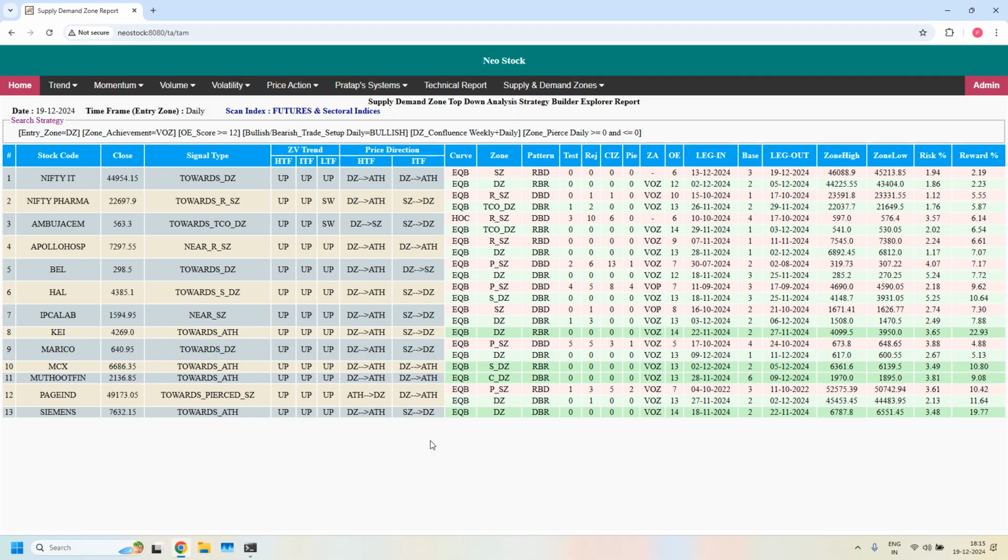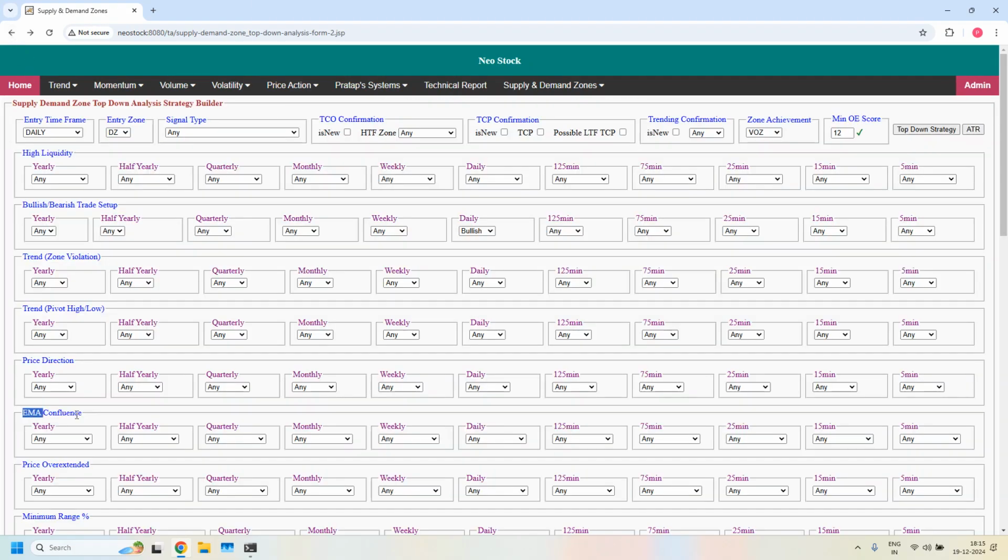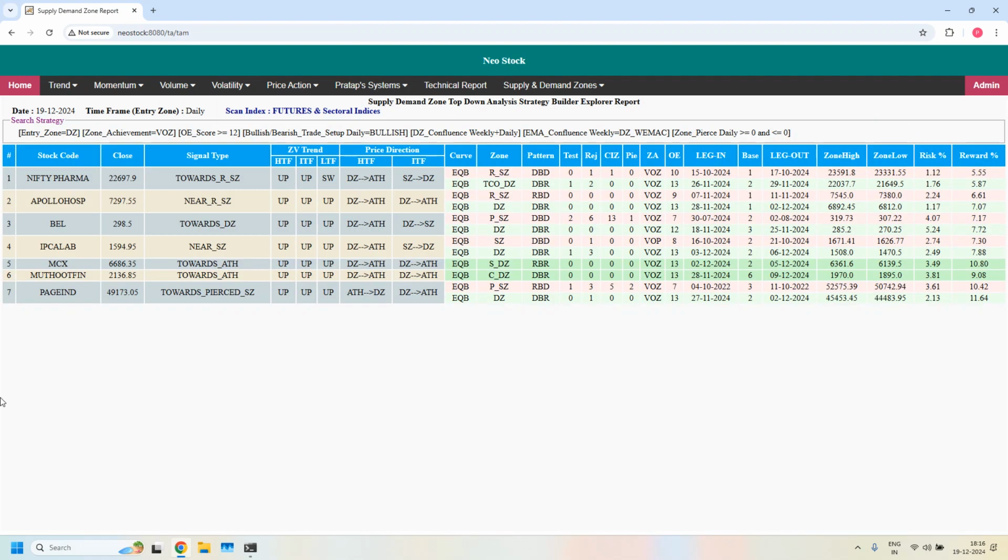And that weekly demand zone should have weekly EMA confluence to further filter more high probability trade setup stocks. Let us verify. In the EMA confluence, weekly time frame, because the daily zone is part of the weekly zone, and the weekly zone having weekly EMA confluence. With this filter, we got 7 stocks. These 7 stocks are even more high probability trade setup supported stocks.